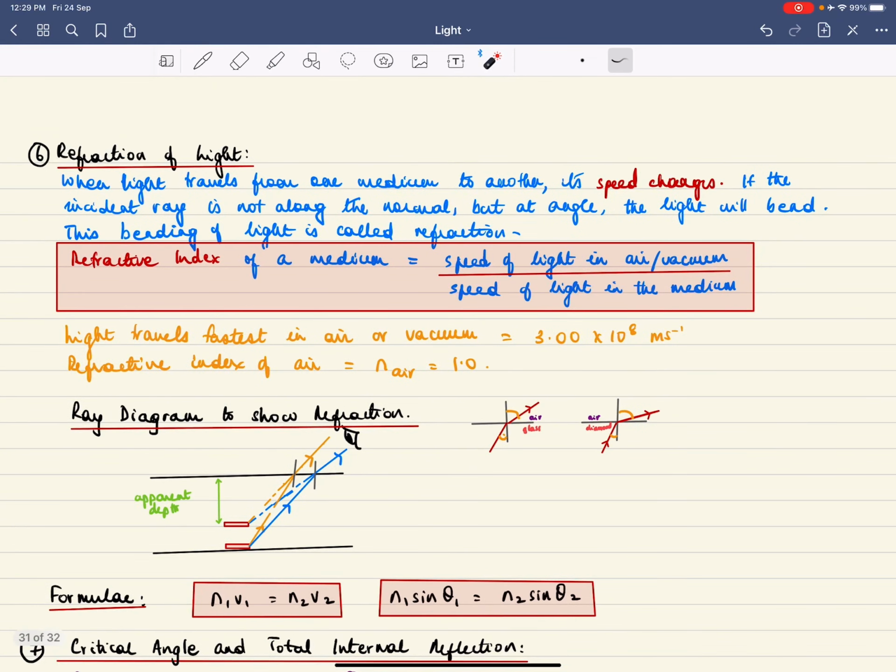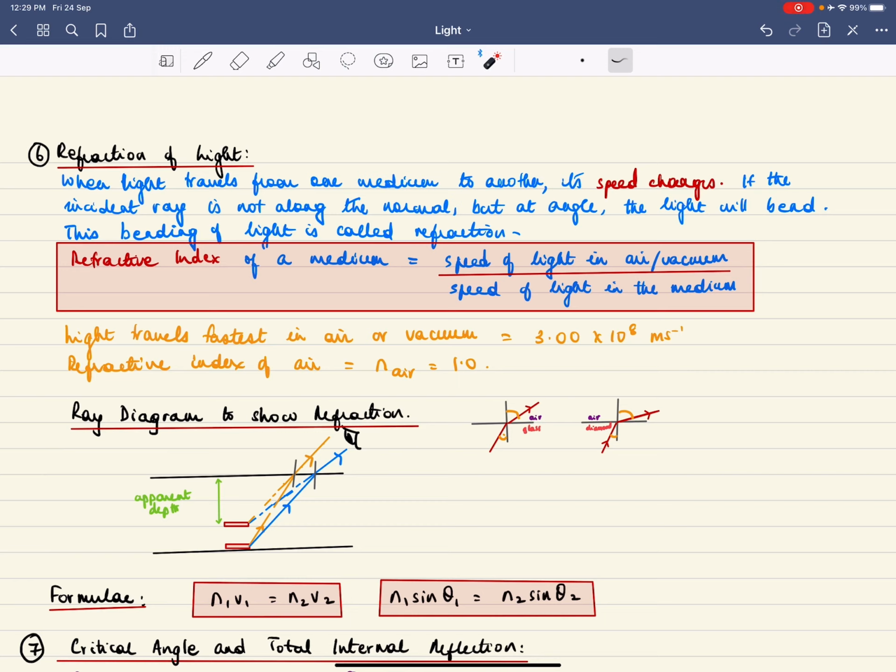Okay, moving on. So refraction of light. This is when light travels from one medium to another. What happens is that the speed changes, and if the light is going at an angle to the normal, meaning the angle of incidence is greater than 0, then you will see the light bending.